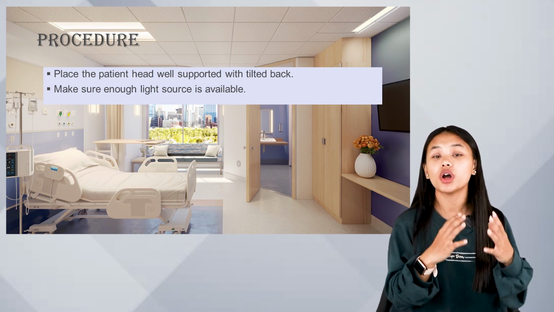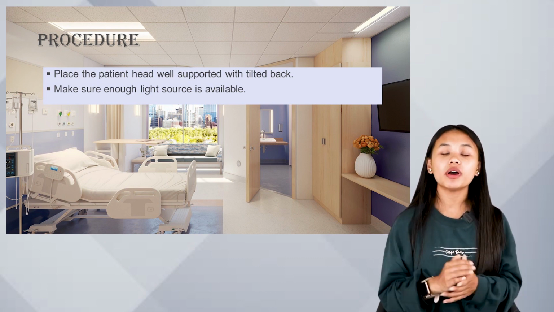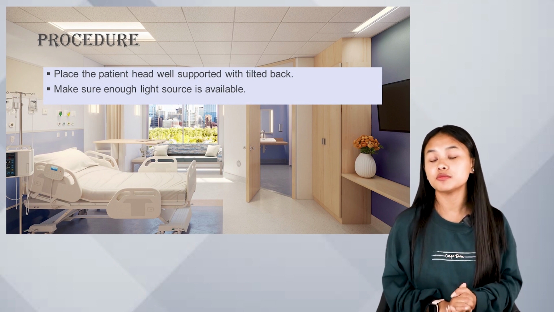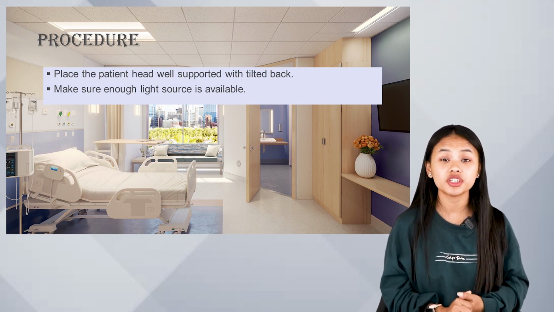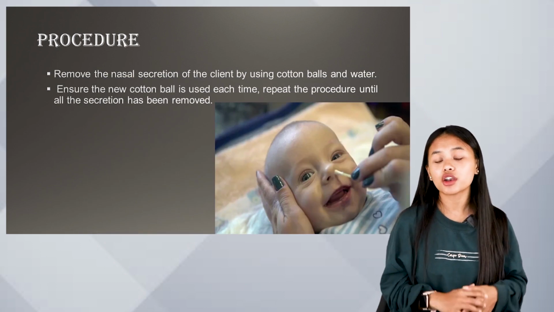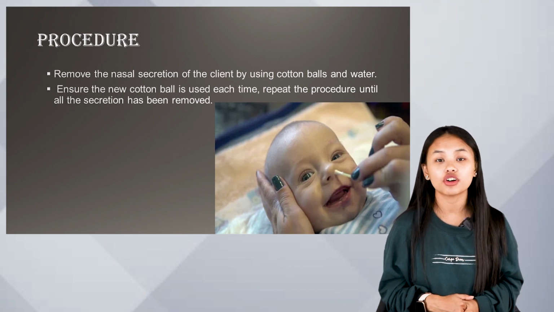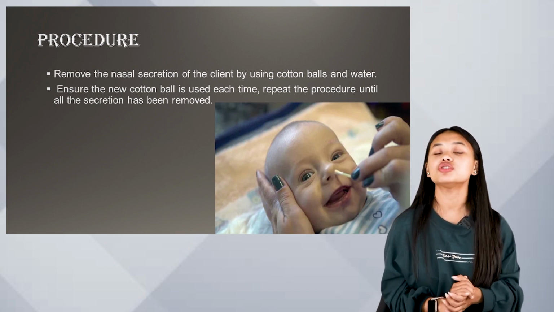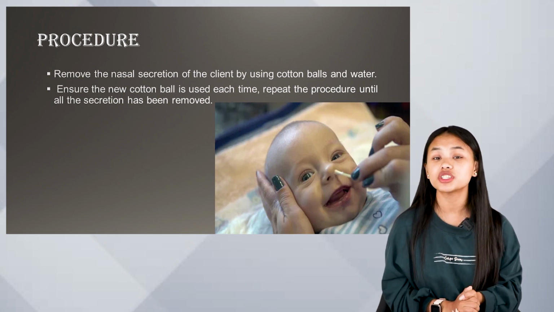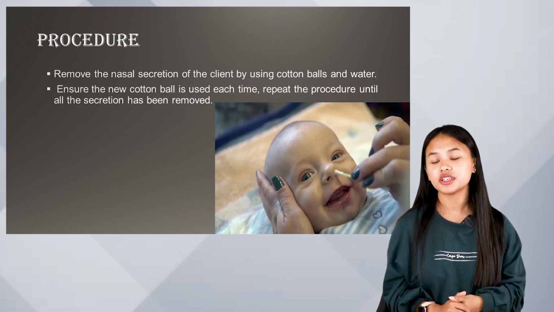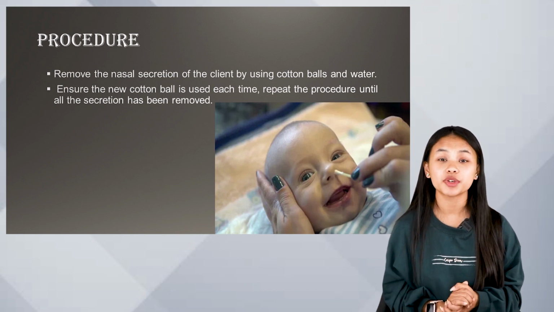So after you have explained the procedure and after you have arranged all the articles, the first thing you must do is wash your hands. And after you have performed your hand washing, then you must place the patient's head well supported and tilted back. You must make sure that enough light source is available in order for you to carry out this procedure easily. Then you must start removing the nasal secretion of the client by the use of the cotton balls as well as the water. And while you are doing this, you need to ensure that a new cotton ball is used each time, and you must repeat this procedure until all the secretions have been removed.